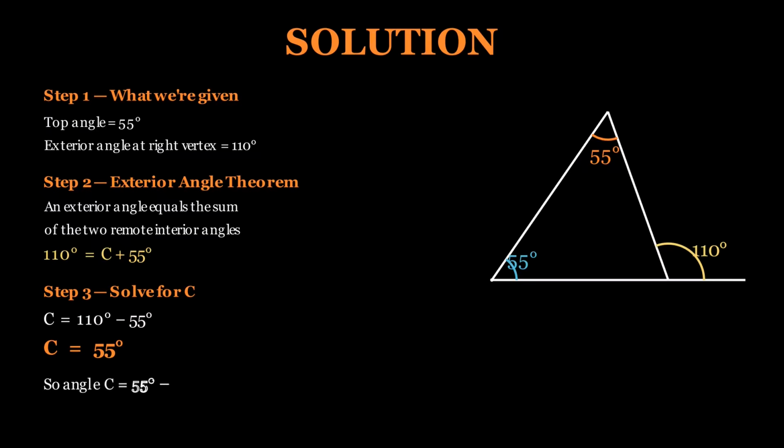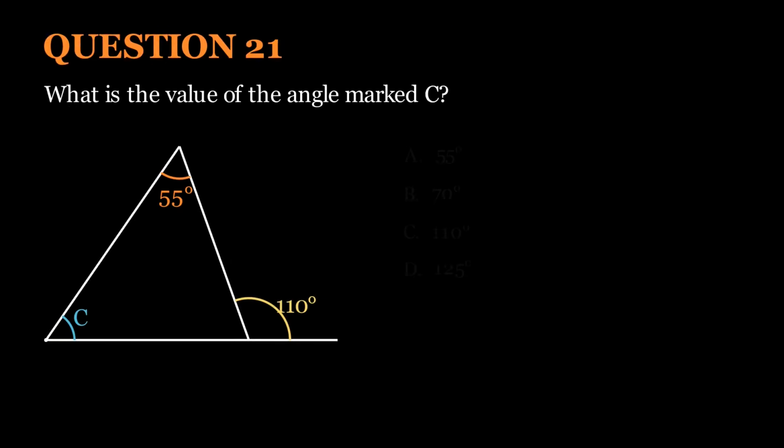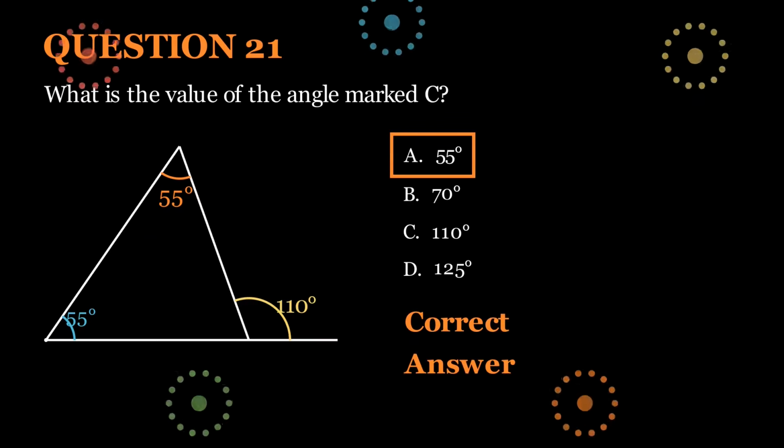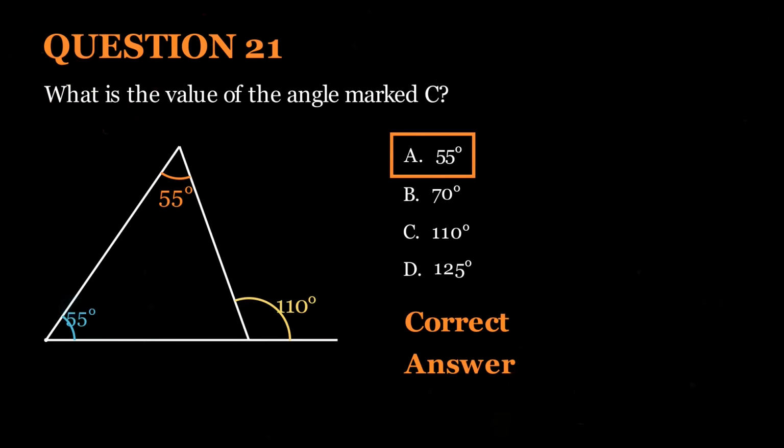C equals 55 degrees. So angle C is 55 degrees. That means the answer is option A. Let's confirm. The triangle with C now marked as 55 degrees. We circle option A, 55 degrees, and right below the options, correct answer. Angle C is 55 degrees. Option A. Next question.